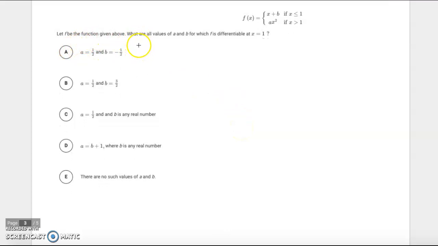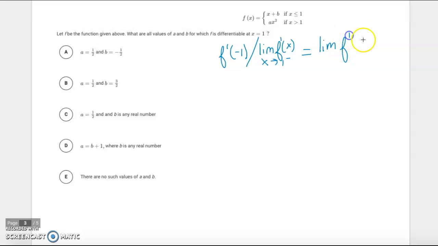Let f be the function given above. What are the values of a and b for which f is differentiable at x equals 1? So let's go ahead and still set up our differentiability piece. So basically it's saying that f prime of 1, we want that to equal my left-hand limit and my right-hand limit. So I want these things to be equal. I'm figuring out what values of a and b would make these things equal.